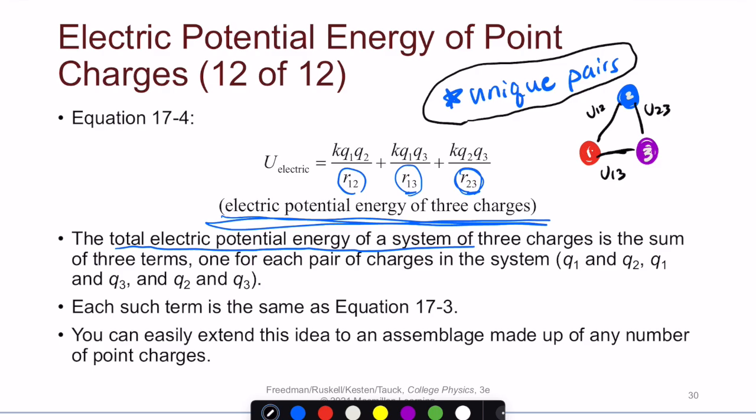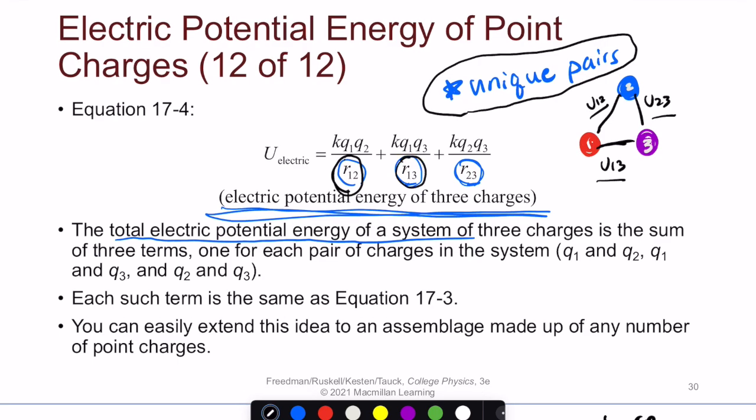Okay, we're not doing 1, 3 and 3, 1, right? We're only doing unique pairs. So we're adding 1, 3, we're adding 2, 3, and we're adding 1, 2. All right? So you just need to make sure that you're using the correct distances, the distance between 1 and 2, the distance between 1 and 3, and the distance between 2 and 3, right? So that's kind of the difficulty.